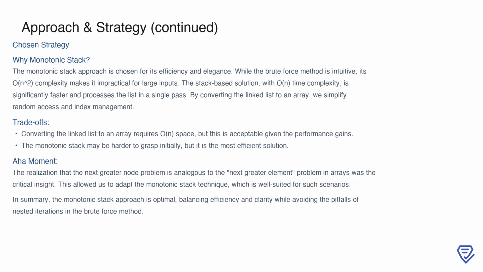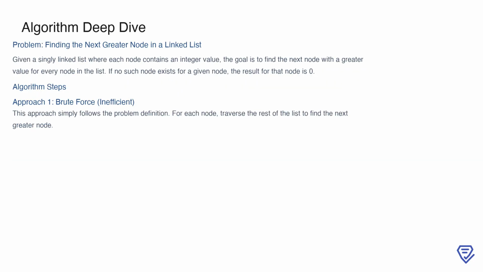In this problem, we need to find the next greater node for each node in a singly linked list. Each node contains an integer value, and for every node, we determine the next node in the list that has a greater value. If no such node exists, we simply return 0 for that node.